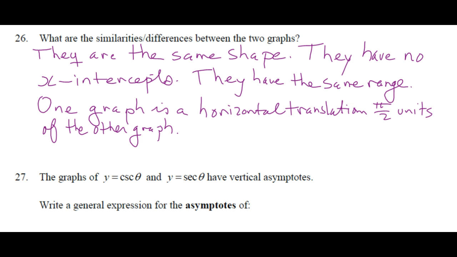Okay, and I'm not going to specify which is which. I mean, you can say secant is the horizontal translation pi over 2 units of the cosecant graph, but just say the horizontal translation. If you move one graph pi over 2 units, you'll get the other graph. Or else they do not have the same domain. So that's a difference.